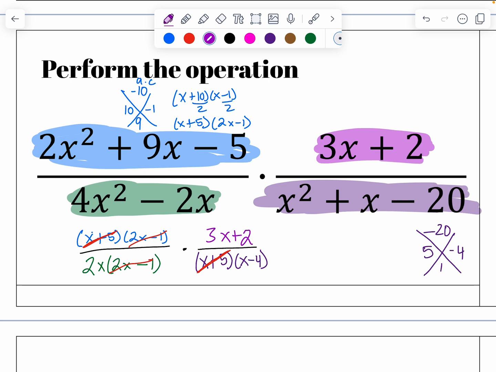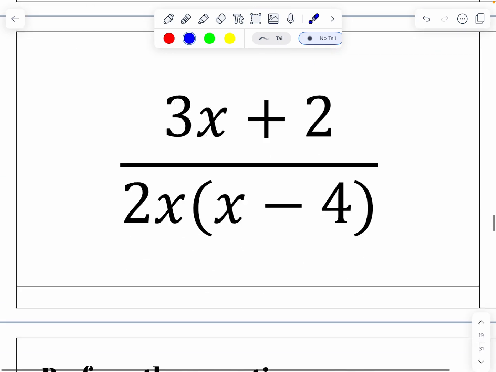So what I'm left with in my numerator is just my 3x plus 2 divided by, I have that 2x still out there. Then I have the x minus 4. Again, I'm just taking the pieces that I had left over that didn't end up canceling out and shoving them together. Okay, so that's it. That's what my equation simplified down to, which is much nicer than what we started with. Okay, so that's that.